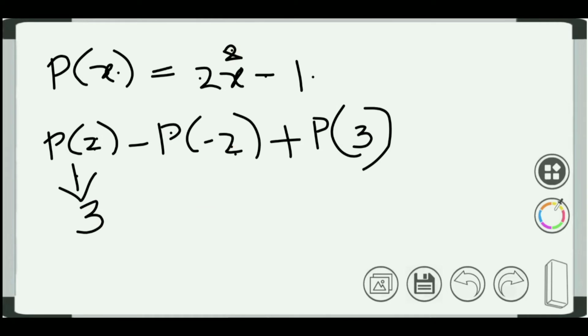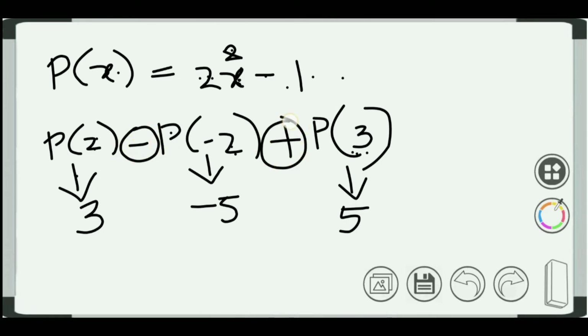P of minus 2: put the value of x as minus 2. Minus 4, minus 1, minus 5. So the value of P of minus 2 is minus 5. P of 3: put x as 3, 3 twos are 6, 6 minus 1, 5. This is 5. Now what is the requirement of the question? You need to do 3 minus minus 5 plus 5. Minus minus 5 will become plus. 3 plus 5 plus 5. 3 plus 5, 8. 8 plus 5, 13.